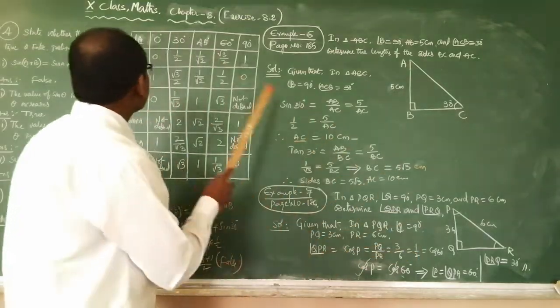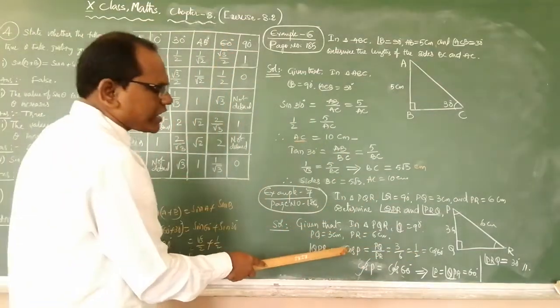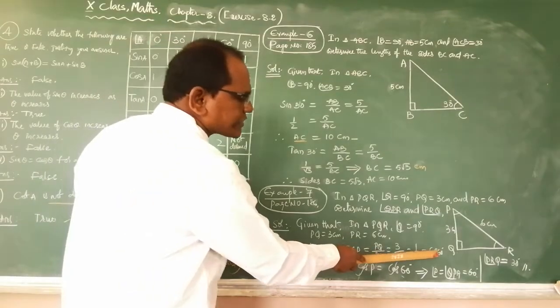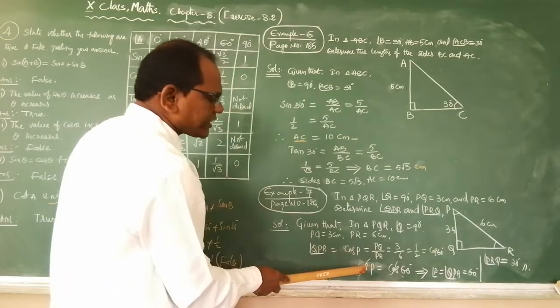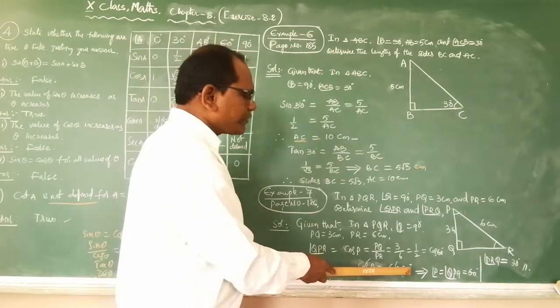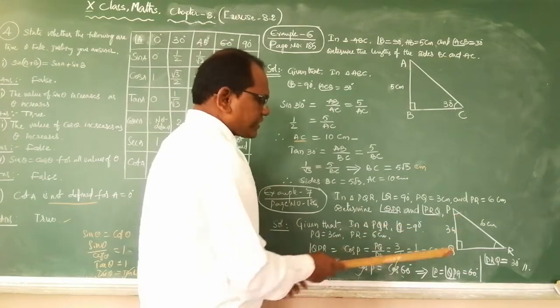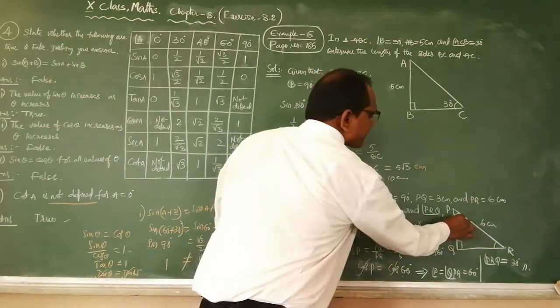The cos value 1 by 2 is cos 60. Therefore, cos P equals cos 60. Cos gets cancelled on both sides. Therefore, P equals 60 degrees. Dear children, here P equals 60 degrees. Now we got it.